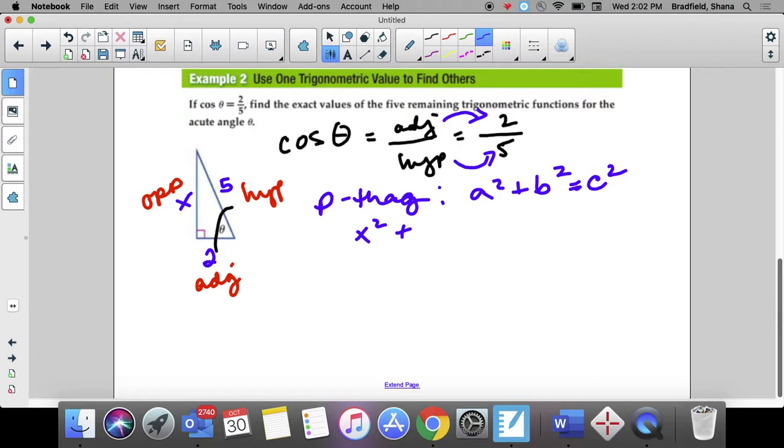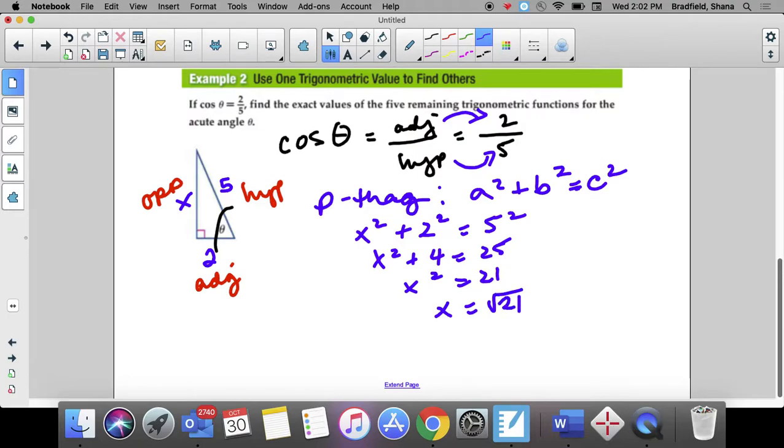We have x squared plus 2 squared equals 5 squared. X squared plus 4 equals 25. We subtract 4, x squared would be 21, and then when you take the square root of both sides, you get x is equal to the square root of 21. And since I want exact values, I'm going to leave it as the square root of 21. Now I have an adjacent side, an opposite side, and a hypotenuse, and I can find my remaining functions.